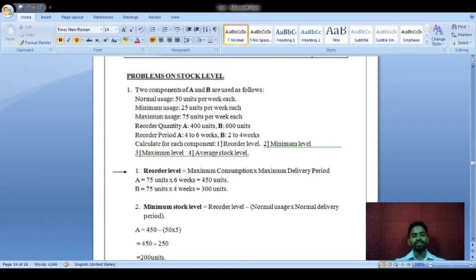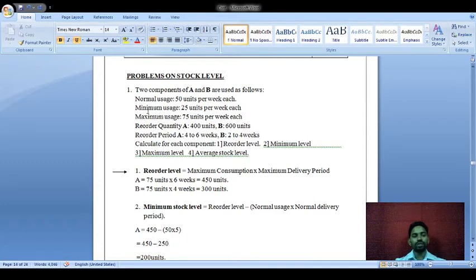Hi everyone. In the last session we discussed how to prepare the stock levels, the fixation of the stock level. In the last class we discussed the formulas of reorder level as well as the minimum stock level, maximum stock level and the average stock level. Now in this session we will solve one problem on the stock levels.